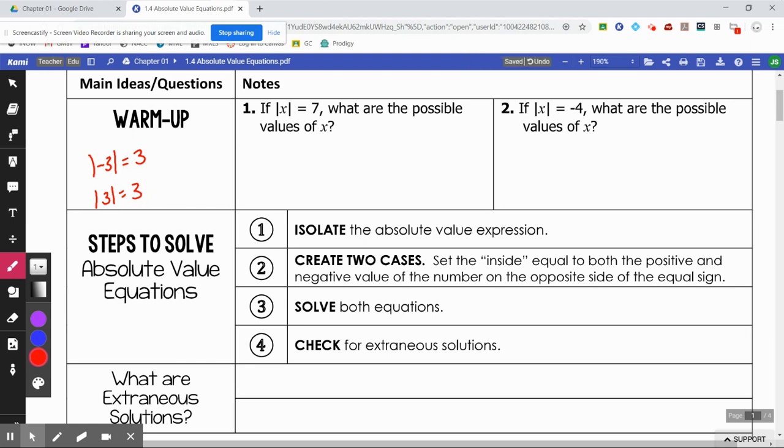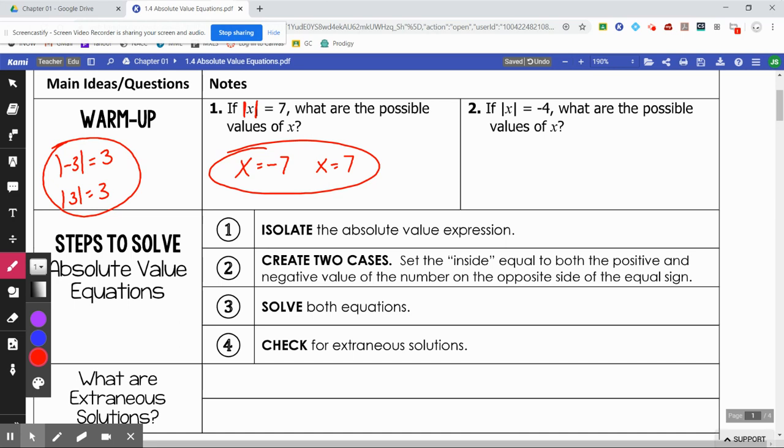So when we're solving these absolute value equations, let's start with these warm-ups. It says, if the absolute value of some number is equal to 7, what are the possible values? And we can use this as a guide. We know that x could be one of two things because we know the absolute value of -7 would be 7. We know the absolute value of positive 7 would also be 7, so there's two possible answers. And most of these absolute value equations will have two possible answers. However, if the absolute value of something is equal to -4, then there is no solution for that because there's no way that you can take an absolute value and it equal a negative value.